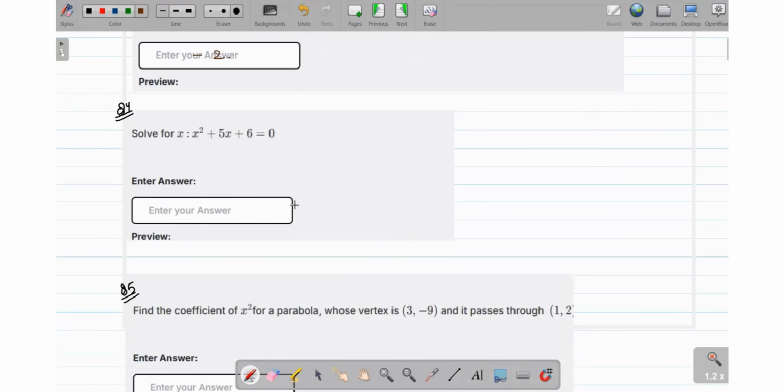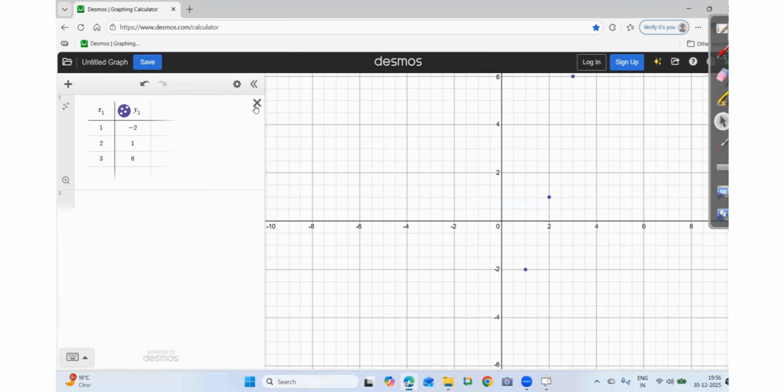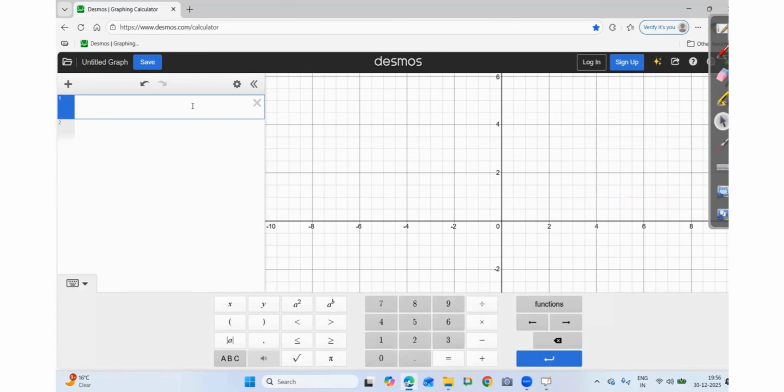Let's do the next question. You need to solve for x. Now this is the function, the polynomial that we need to solve for x. Now again, I think you guys must be thinking to solve it manually, but let me tell you again, you can use Desmos for that. Let's try to do it together. So the equation was x raised to the power 2 plus 5x plus 6 equal to 0.